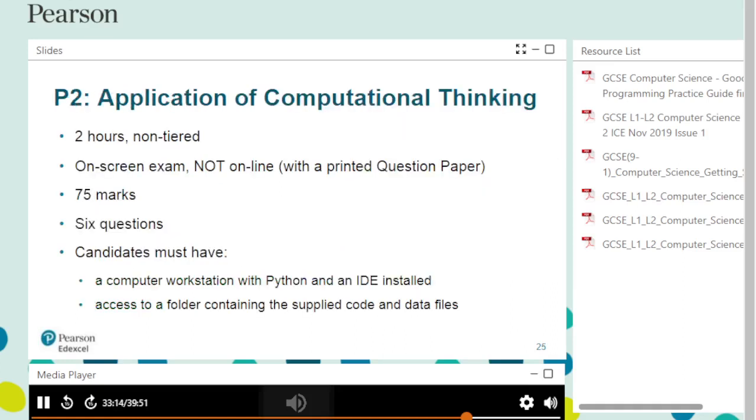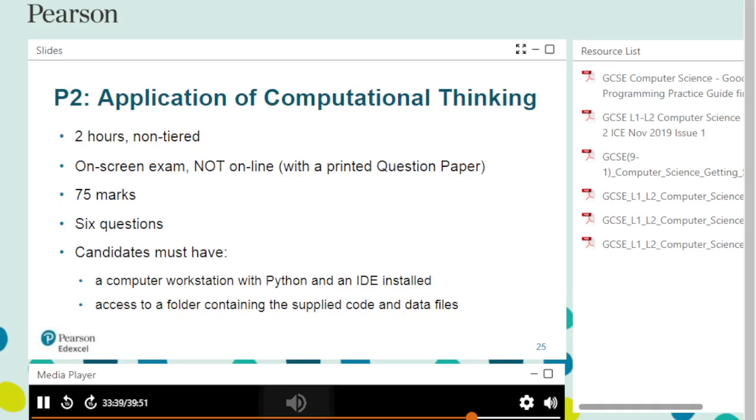Paper 2 is an on-screen exam that assesses topic 6. Students answer questions by manipulating program code on a computer. We think this will give them more practical and engaging assessment experience than they'd get from answering code questions on paper. This is not an online exam. Students don't need and mustn't have access to the internet during the exam.